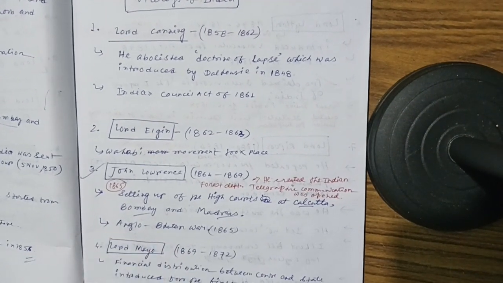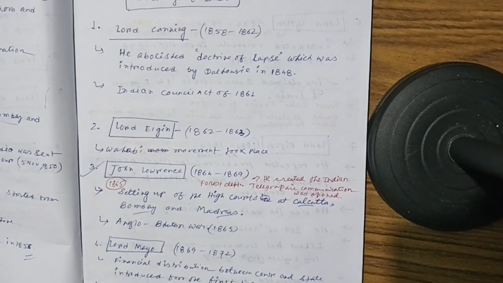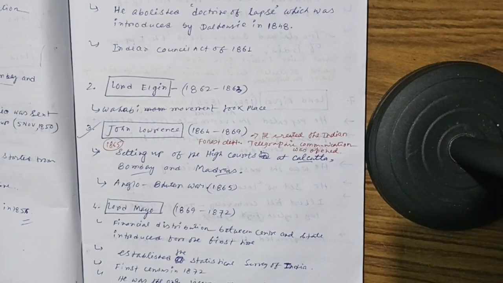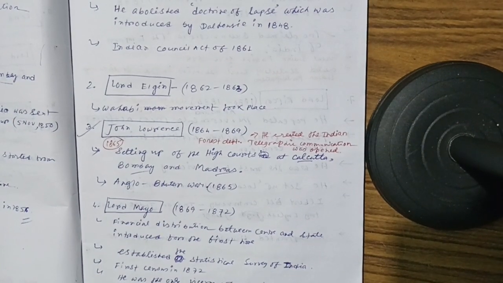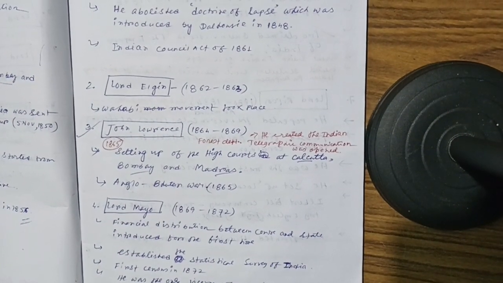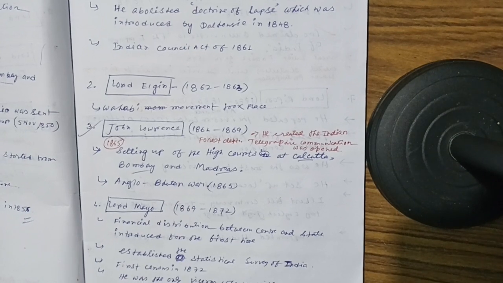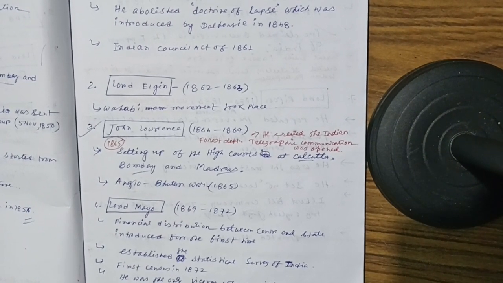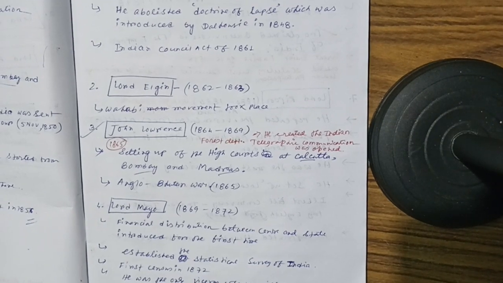Lord Elgin, 1860 to 1863, Wahhabi movement took place in his time. John Lawrence, 1864 to 1869, he created the Indian Forest Department. Telegraphic communication was opened, very important. He created the Indian Forest Department and telegraphic communication was opened.